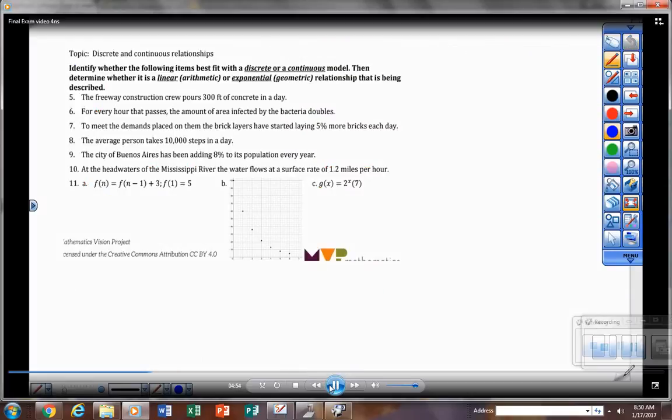All right, next: discrete, continuous, linear, exponential. Any kind of problem that has you wait until a certain time for it to happen again, like waiting till the next day, is discrete. Anything happening continuously over time is continuous. Any graph or any function that is arithmetic is linear. Any problem that is geometric is exponential. So know all these.